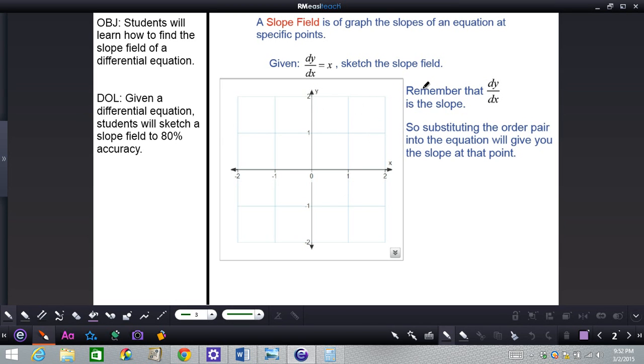Okay? All right, so what I would like you to remember is that dy dx is actually the slope. Why? Because dy dx is derivative, and another word for derivative is slope. So if I'm asked to just sketch the slope field, all I need to do is substitute in the ordered pair. Let me show you a bit what that looks like.